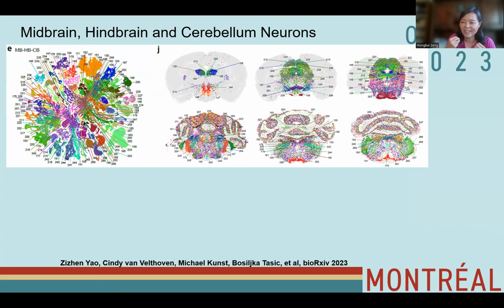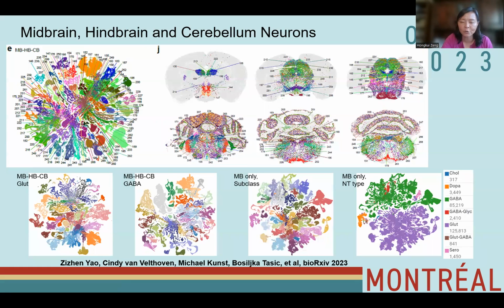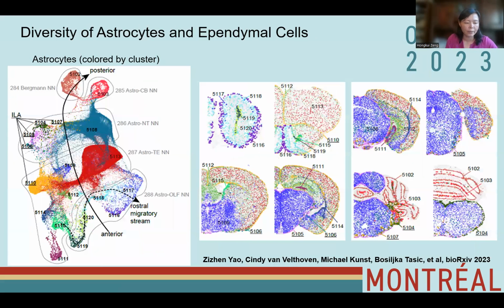It's just extreme diversity. To further understand it, we can further subdivide it into additional sub-embeddings. For example, here we separated them into glutamatergic and GABAergic, and still there is tremendous diversity to be understood. We can also just take the midbrain out and look at the relationship between different types and neurotransmitter distribution patterns and things like that. And this is just a way for us to gain a deeper understanding of the neuronal cell type diversity.